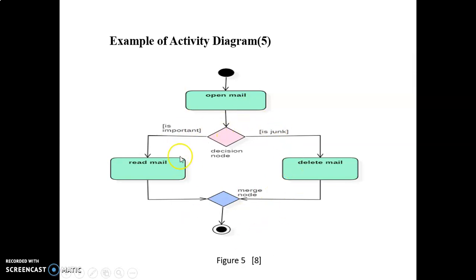Here I have provided an activity for opening, deleting or reading any kind of mail. We know that all of us use a mailing system. So suppose we start the activity, we open the mail, then we take a decision: if it is important, we will read the mail, but if it is not important or is junk, then we will delete the mail. And after doing this, we log out of our Gmail. So whether we read the mail or delete the mail, the system gets logged out and we end the activity.